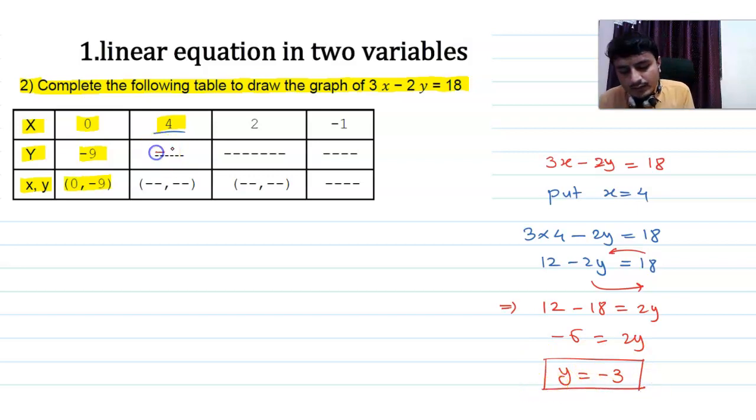So let's try to fill the table. For the y value, once x equals 4, we have y equals minus 3. So the coordinates are 4 comma minus 3. Now look at the next one.